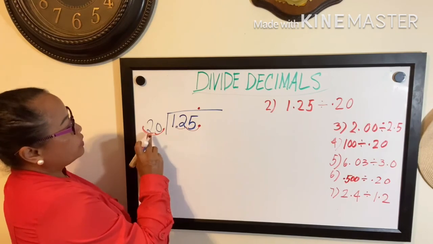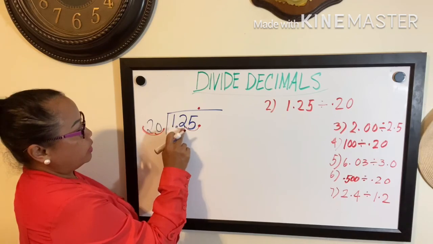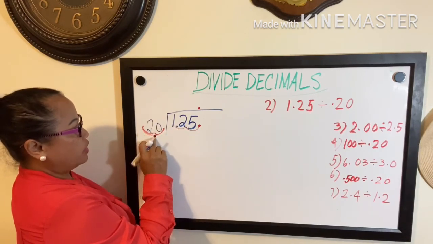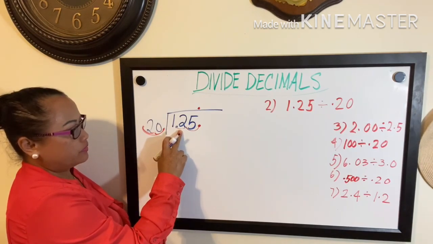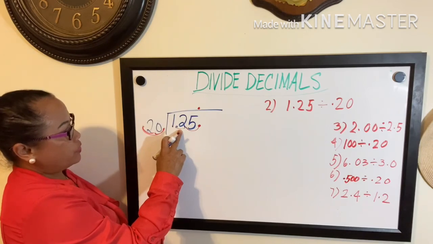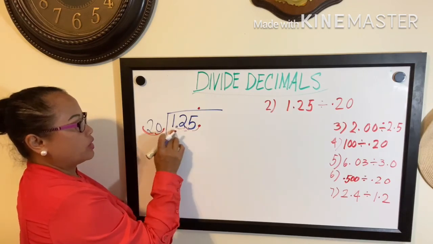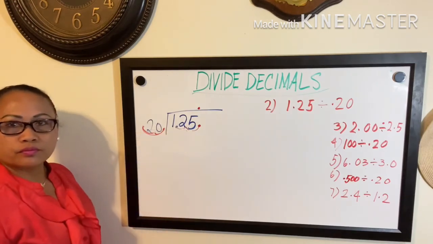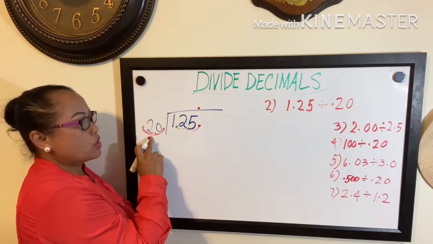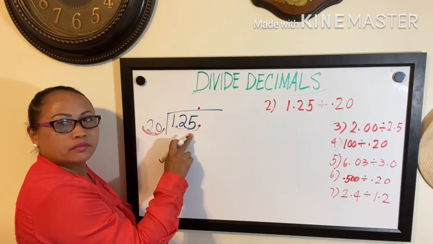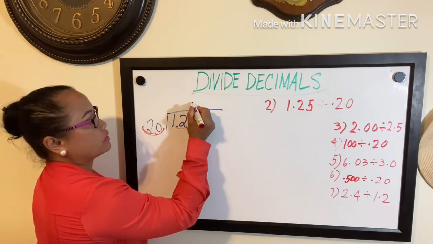Okay, so now this 0.20 becomes a whole number. So 20 and 12 now. So how many 20 goes to 12? It's none. It's 0. Okay. So next, since it's none, we will move here. 25. 125 now. So how many 20 goes to 125? So there are 6.